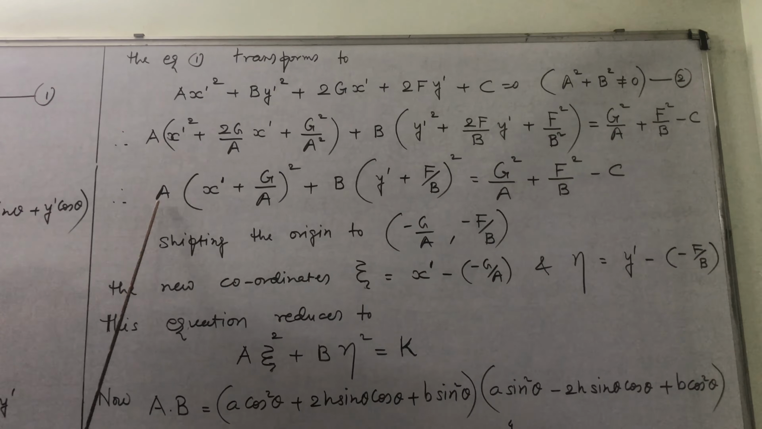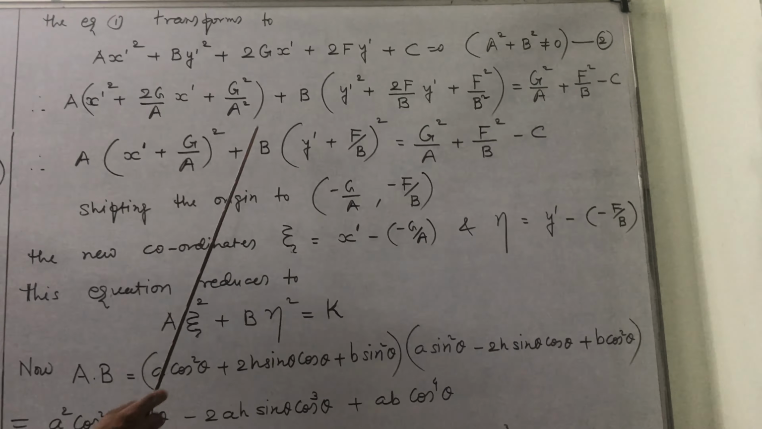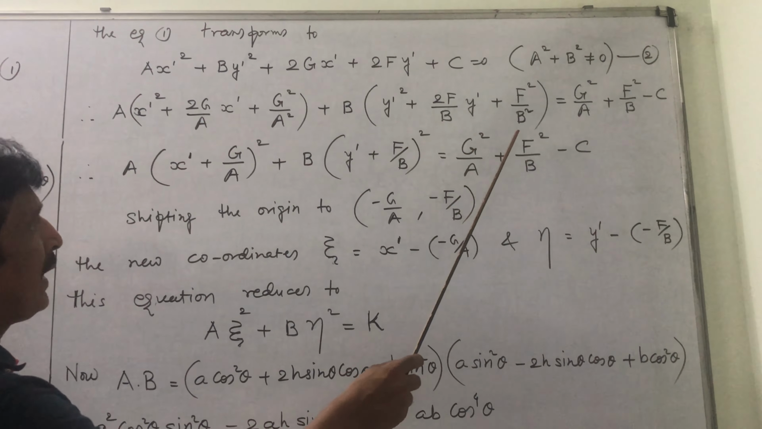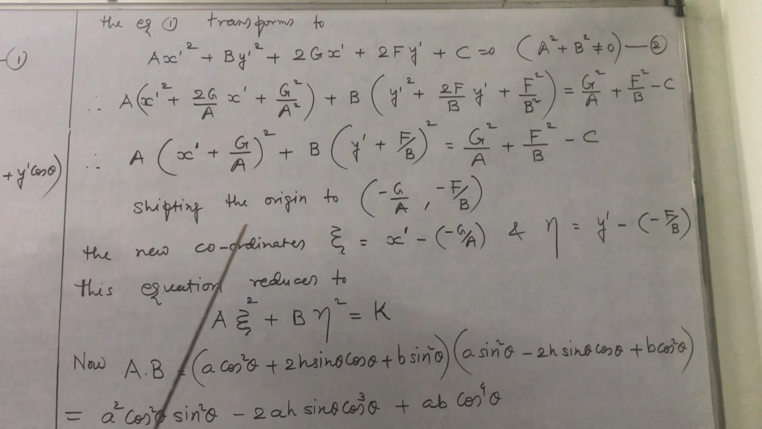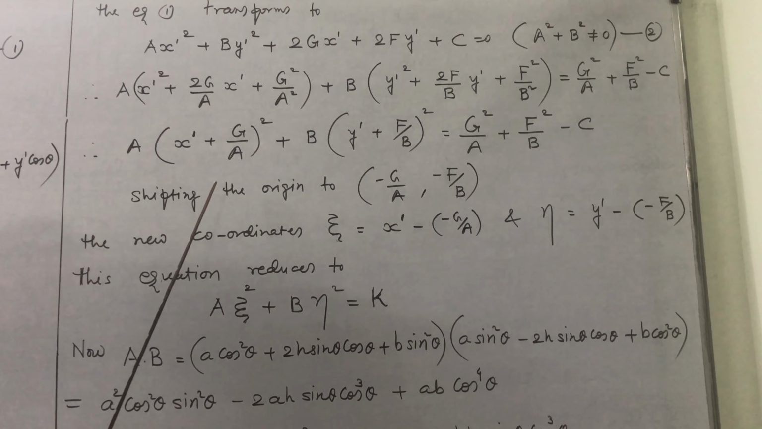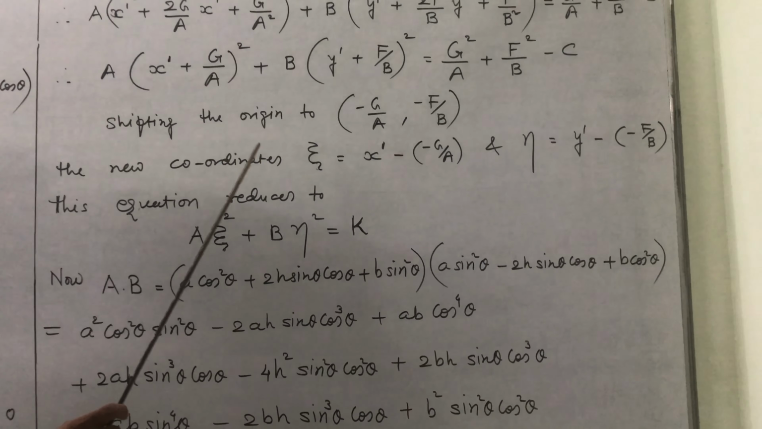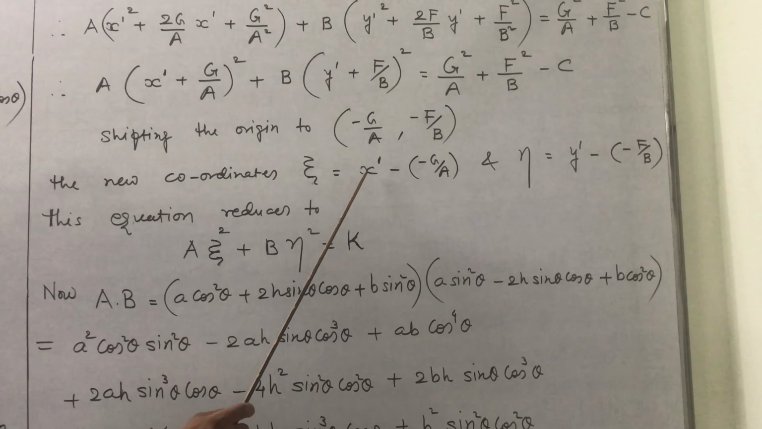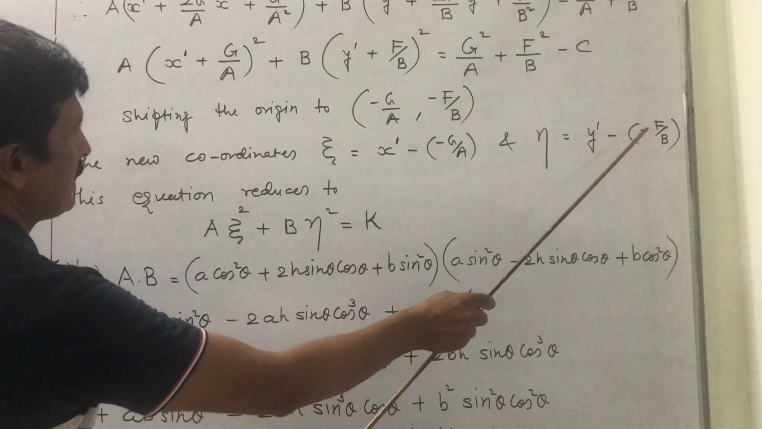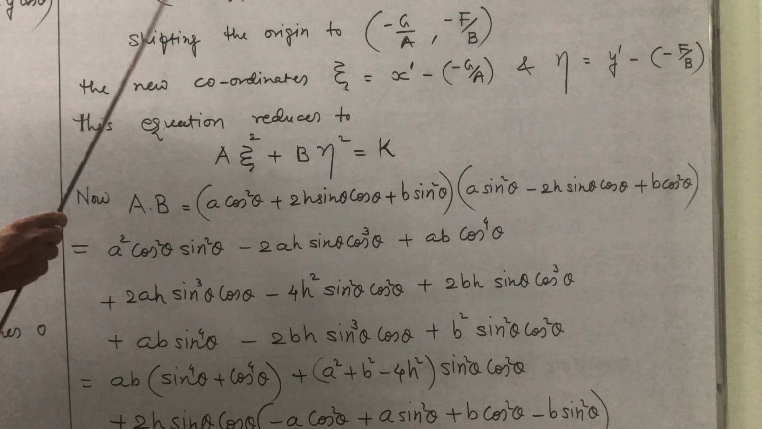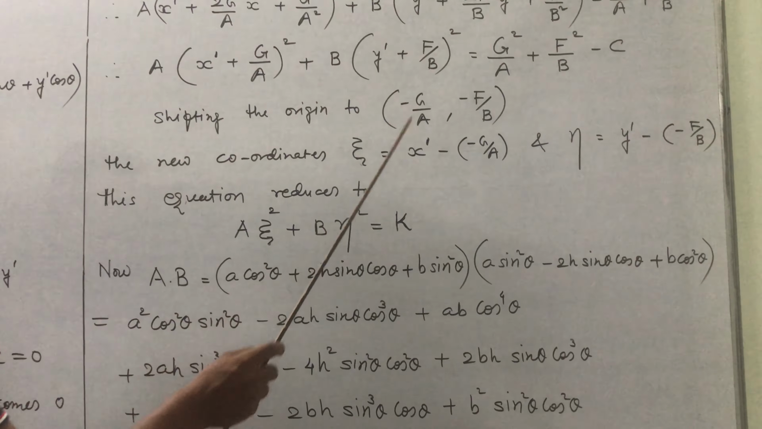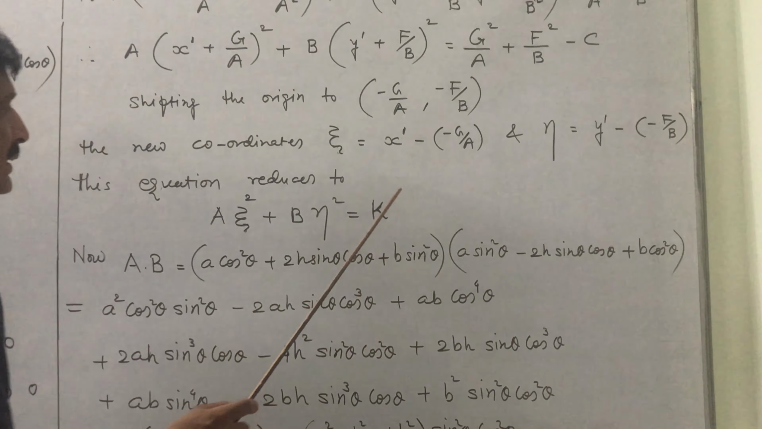Now this term: a into x dash plus g by a whole square, plus b into y dash plus f by b whole square, equal to g square by a plus f square by b minus c. Now shifting the origin to minus g by a, minus f by b, the new coordinates are epsilon equal to x dash plus g by a and eta equal to y dash plus f by b. So this equation reduces to a epsilon square plus b eta square equal to, suppose this one is k, capital K.